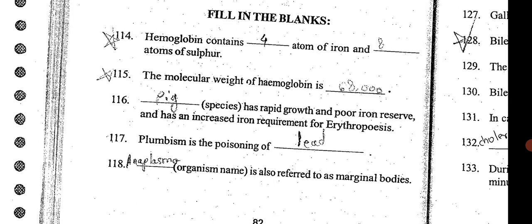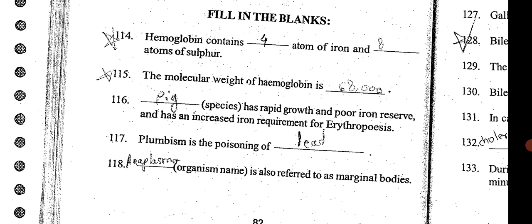Next, hemoglobin contains 4 atoms of iron and 8 atoms of sulfur. The amount of sulfur is double that of the iron in hemoglobin. So iron is important as oxygen binds with the iron. One molecule of hemoglobin has 4 globin molecules. Each globin has an iron atom, and this iron is responsible for binding the oxygen. So a hemoglobin can bind 4 oxygen molecules, but despite that, the amount of sulfur is double that of iron, and it is 8 atoms of sulfur.